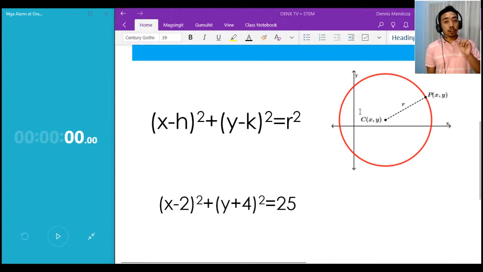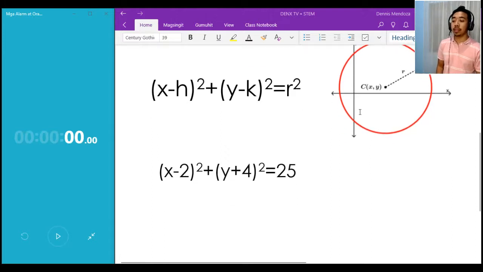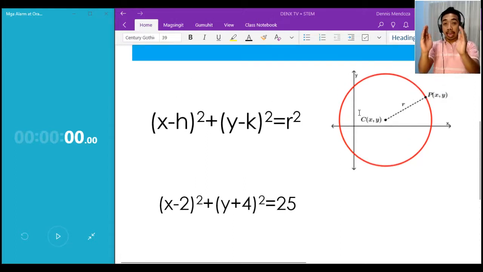But take note of the standard equation. So kapag meron kang form na ganito, the quantity x minus h squared plus the quantity y minus k squared equals to r squared, pwede ka na makapag-plot ng circle.